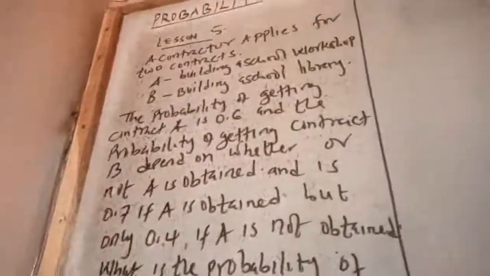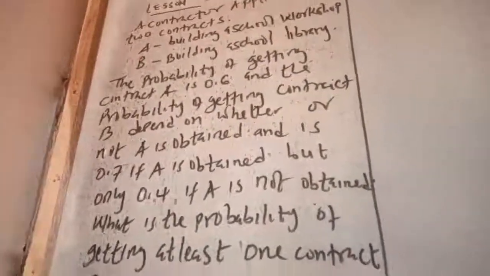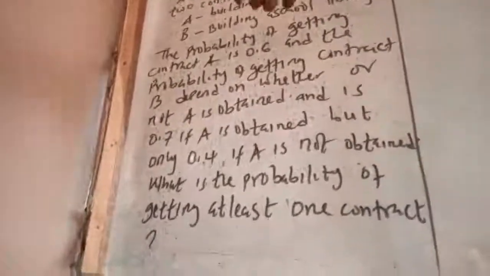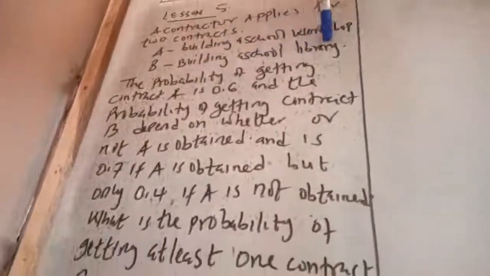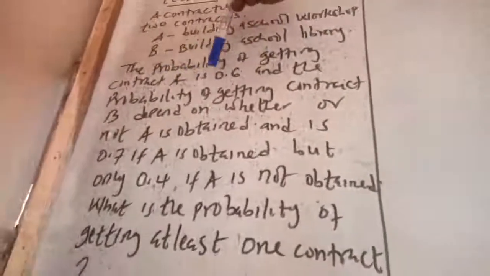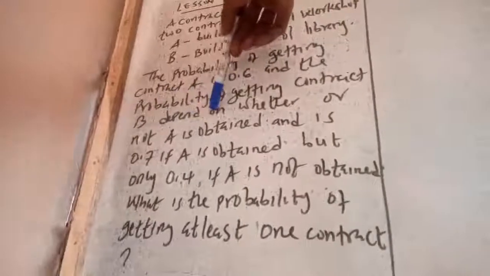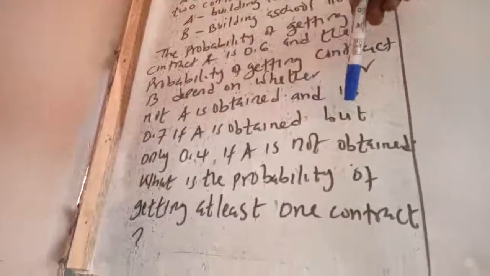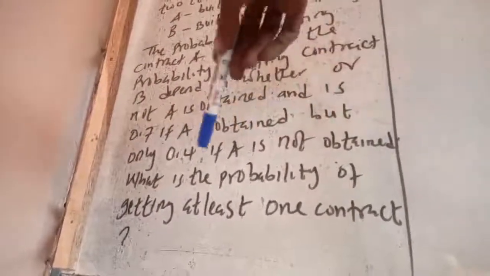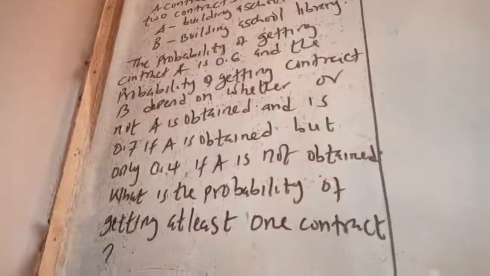question, and the question reads: a contractor applies for two contracts, contract A and contract B. Contract A is building a school workshop, and contract B is building a school library. The probability of getting contract A is 0.6, and the probability of getting contract B depends on whether or not A is obtained, and is 0.7 if A is obtained, but only 0.4 if A is not obtained. What is the probability of getting at least one contract? So what is the probability of this contractor getting one of the contracts?